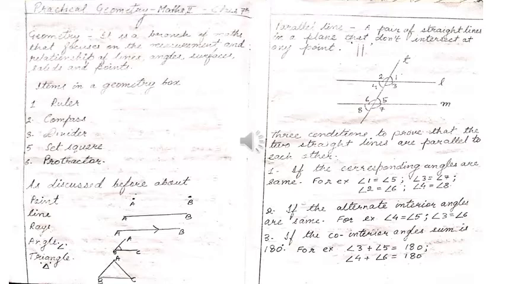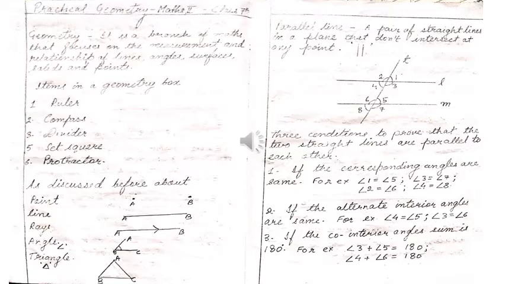Now about the compass. One end holds the pointer and the other end holds the pencil. It is used to mark equal lengths, to draw arcs, and to draw circles. Now about the divider. Like the compass, it has two ends which work as pointers, and it is used to compare the length of line segments. It also avoids the error of parallax, which you have already studied in class 6 in physics.